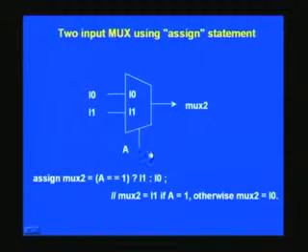Let us consider a 2 input mux, with I0 and I1 as the 2 inputs, and A as the select input. If A equals 0, it automatically selects I0, and otherwise it selects I1 and outputs on mux2. In order to write this, all we need is a single line, once again using the assign statement. The only difference is, you notice that as far as the output is concerned, it is precisely the same up to the equals sign.